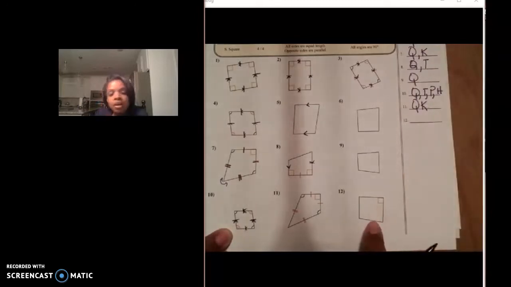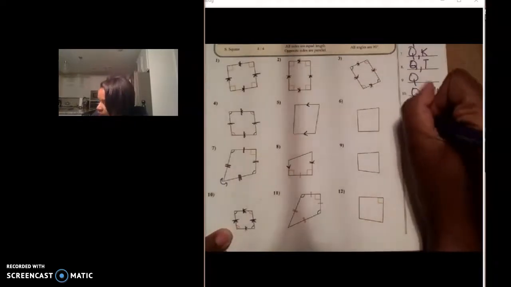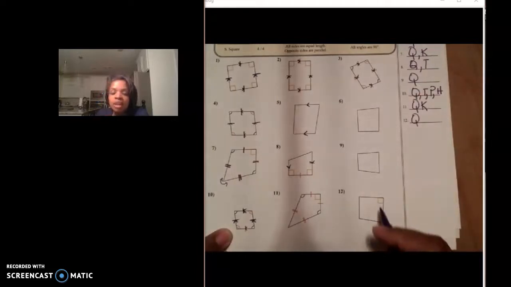And number 12 has no congruent sides that we know of. It has no parallel sides, so it is simply a quadrilateral. And even though it has a right angle, it does not have 4 right angles, so it's simply a quadrilateral.